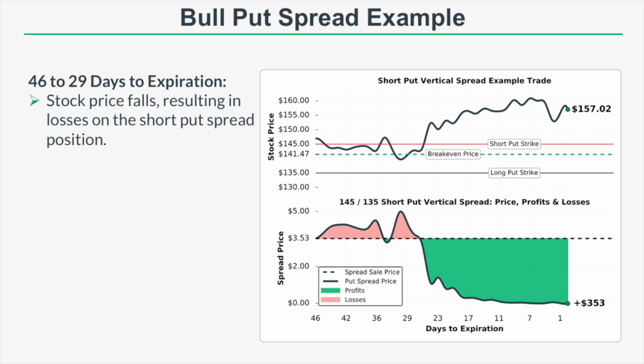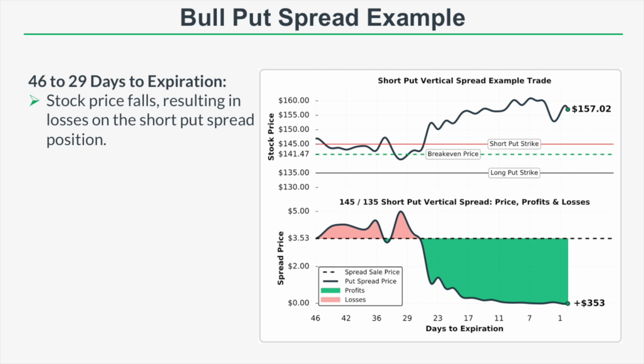So first and foremost, I want to focus on the period between 46 to 29 days to expiration. Now as we can see, right after the trade is entered and the put spread is sold, the stock price falls from around $147.50 down to about $141. Now if you sell a put spread and the stock price immediately goes down, you're probably going to realize losses on that put spread because the puts that you sold are going to be increasing in value, and therefore the put spread's value will also increase. Now if you sell a spread and its price increases, you will have unrealized losses on your hands.